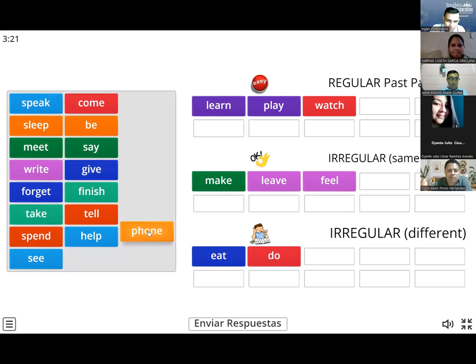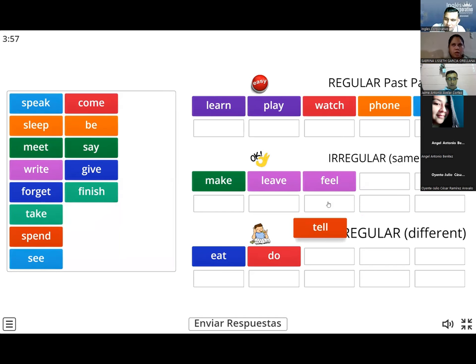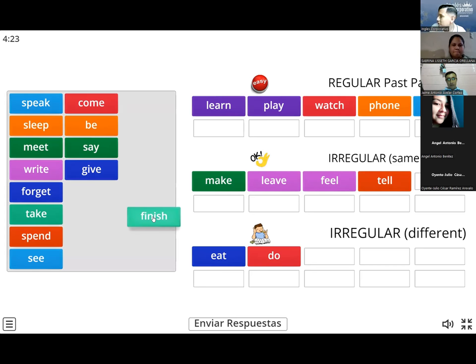All right, phone. Regular. Help. Regular. Tell. Irregular, same or different? Different. No, it's same: tell, told, told. Yes, tell, told, told. Finish. This is a regular.